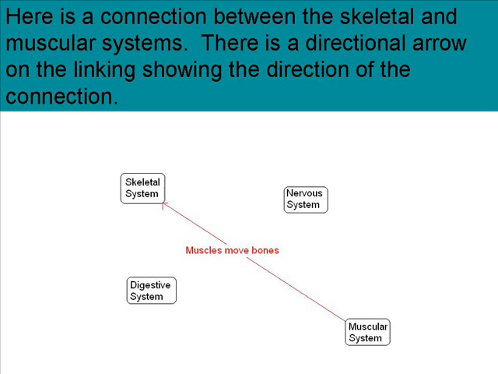Okay, so I'm starting with one connection, right? It goes from the muscular system to the skeletal system. And we think about it, right? Muscles move your bones. They're attached to your bones and move them. Right, and so I've got the line connecting from muscular to skeletal. It's got the arrow, the directionality, because it's the muscles move the bones. So it's going from the muscular system to the skeletal system.